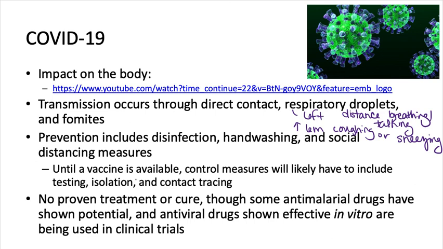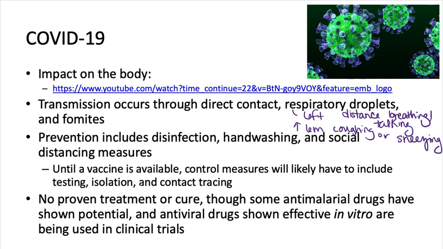Because there is no vaccine, our only prevention includes these social distancing measures: staying indoors, keeping space, wearing a mask if you go out into public, as well as disinfection of your household, especially if you're bringing in anything from the outdoors or from another public place like a grocery store, and frequent hand washing.